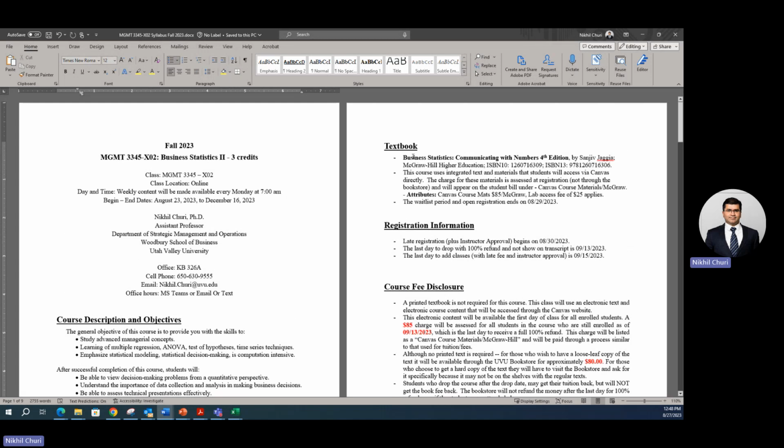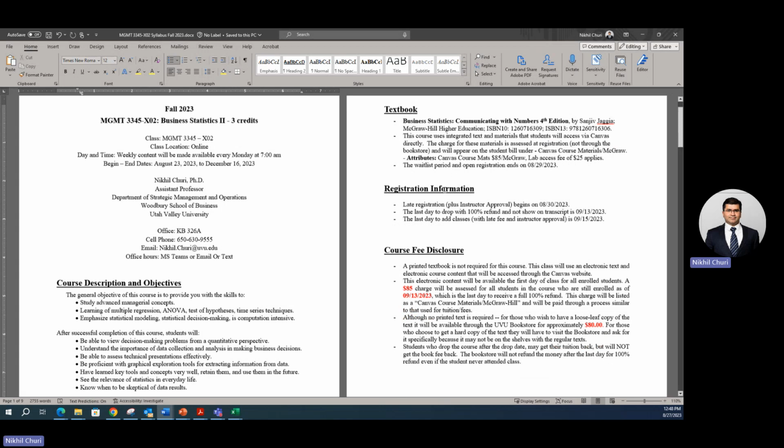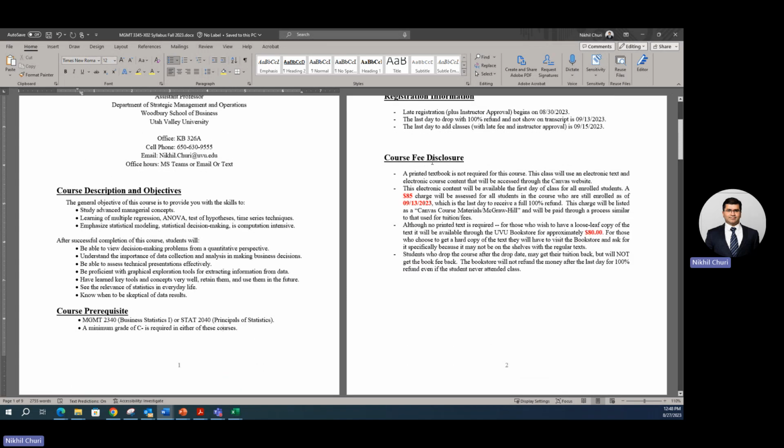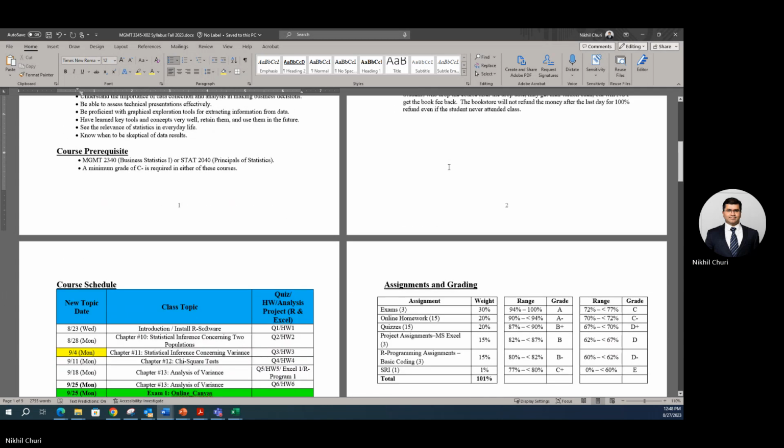The textbook we'll be using is Business Stats: Communicating with Numbers, fourth edition, by Sanjeev Jaggia. We will be using the online version of the book, which is also called McGraw-Hill Connect. Through Connect, you will get access to all the class content of this book. Registration fee, I will let you read and understand. Same is the case with the course fee disclosure.